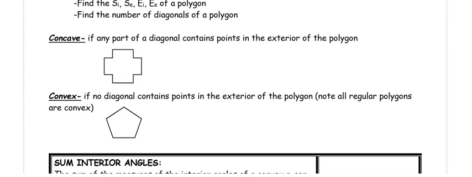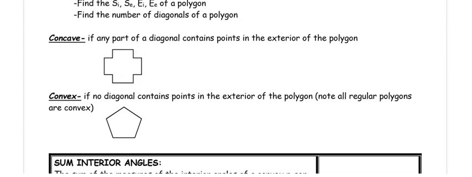This video is about finding the sum of interior, sum of exterior, each interior and each exterior angle of a polygon, and finding the number of diagonals in a polygon. Before we start finding our sums, we need to talk about two more vocab words, concave and convex.